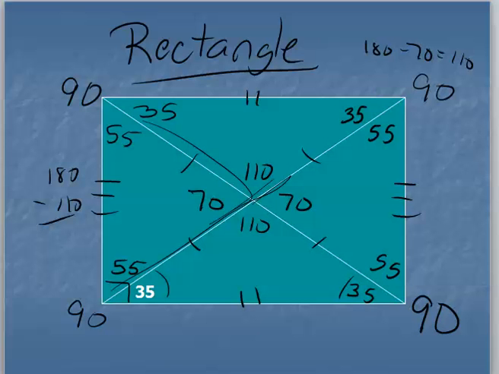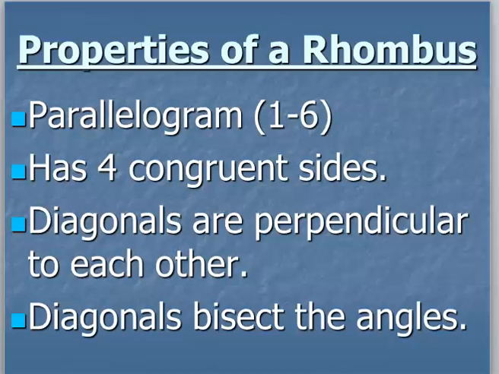The next kind of special parallelogram is a rhombus. Because a rhombus is a parallelogram, it still has the 6 parallelogram properties. Opposite sides are parallel, opposite sides are congruent, opposite angles are congruent, consecutive angles are supplementary, diagonals bisect, and the diagonals form two congruent triangles. In addition, a rhombus has 4 congruent sides. All 4 sides are congruent.